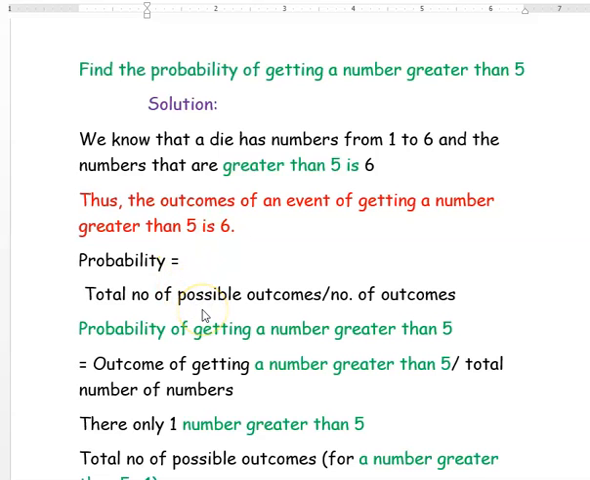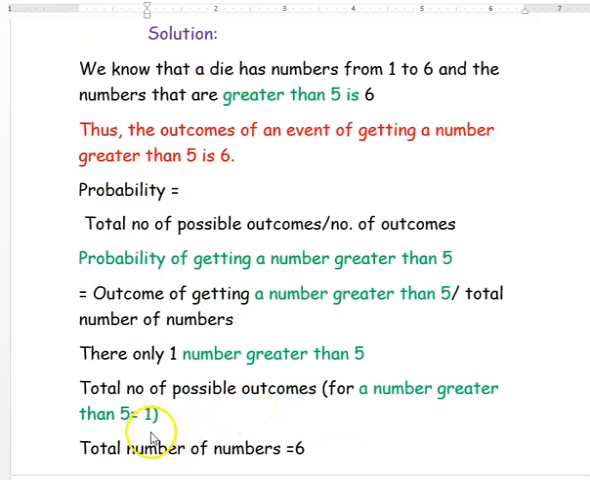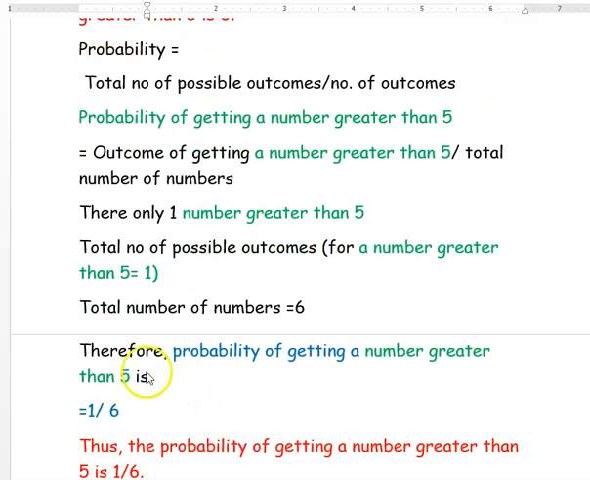So we know the probability formula, number of possible outcomes divided by total number of outcomes. So the probability of getting a number greater than 5 is equal to, we are rearranging the formula for our question, the outcome of getting a number greater than 5 divided by total number of numbers. The outcome of getting a number greater than 5 is only 1, divided by the total number of numbers, 6. So we are going to apply this in our formula. So the probability of getting a number greater than 5 is equal to 1 divided by 6.